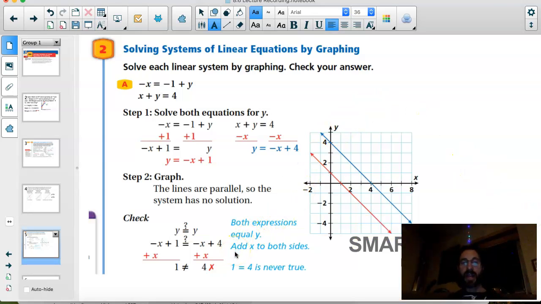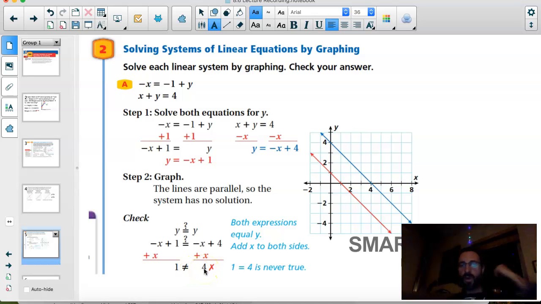When I go back in and I check this, since both of these expressions are equal to y, right? y equals negative x plus 1, or y equals negative x plus 4. Well, y is the same as y. I can set these expressions equal to each other, and I'm literally doing that. I'm saying, hey, negative x plus 1 equals negative x plus 4. If I add an x to both sides, 1 does not equal 4. It means it's never true.